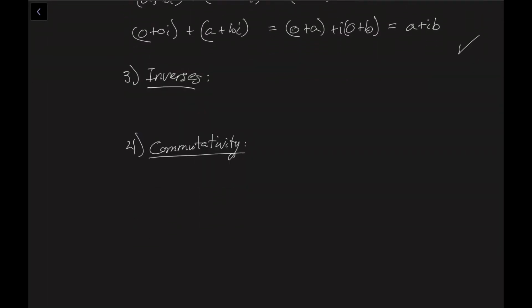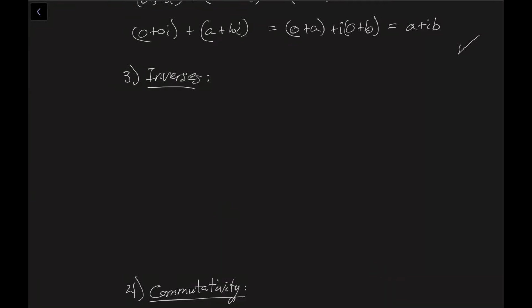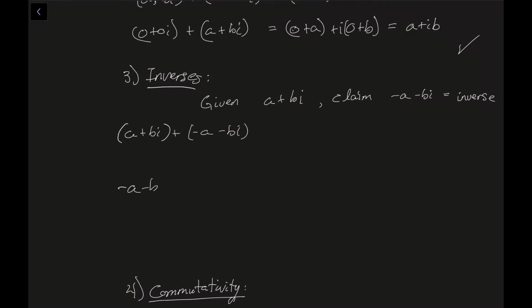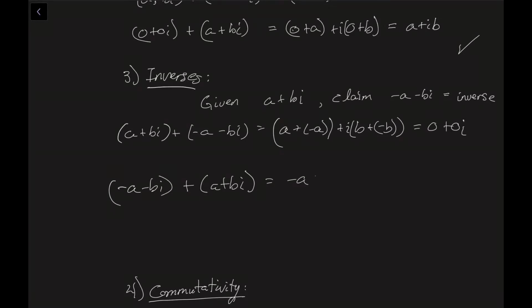Next, we're going to have to check our inverses. So given any a plus bi in the complex numbers, we're going to claim that negative a minus bi, or negative a plus negative bi, is the additive inverse. So all we have to do here is check that a plus bi plus negative a minus bi is 0 plus 0i, and it's the same thing if we add it in the opposite direction.